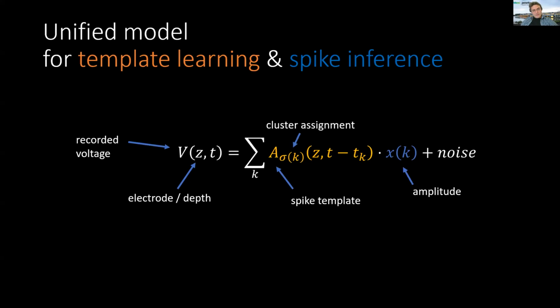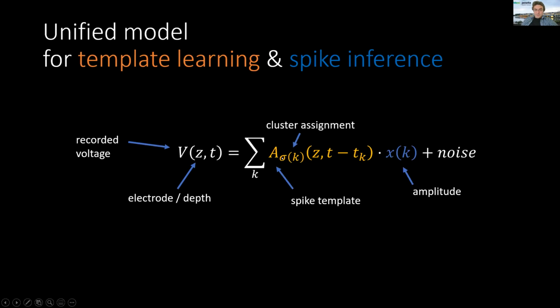Now, here's a single math equation that characterizes a lot of what goes on in Kilosort. It's a model that we're going to fit to the data. The model says that if we have a voltage at some channel Z at some time t, that's the data we recorded. We model that based on a superposition, so that's the sum here, over all of our spikes. And each spike has a particular template A that's based on this spike's cluster. So sigma of k tells me for every spike what cluster it's in.